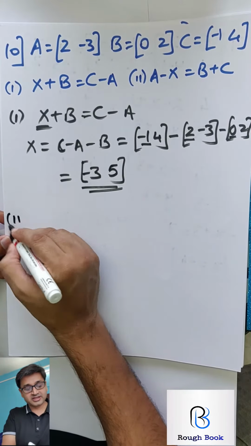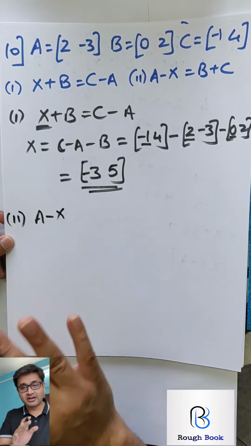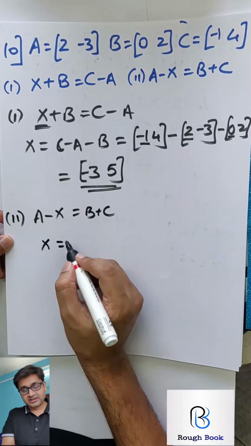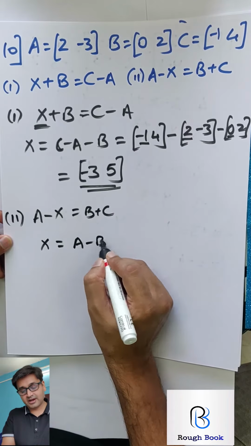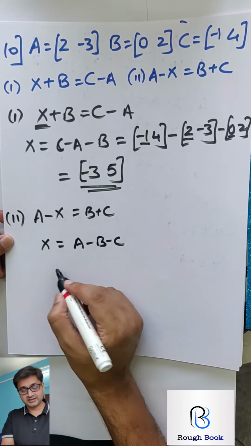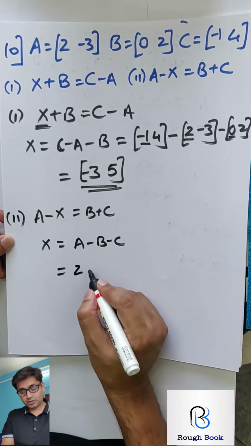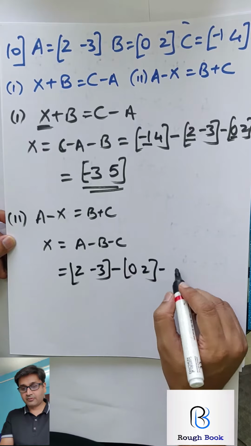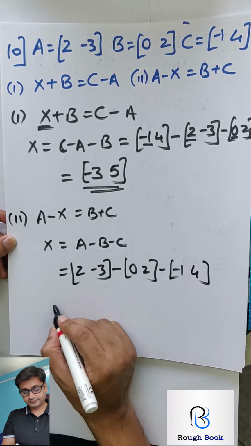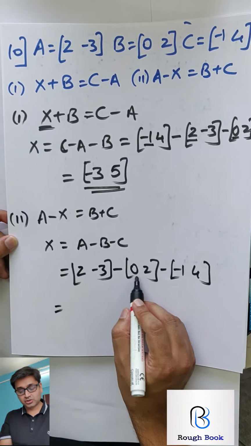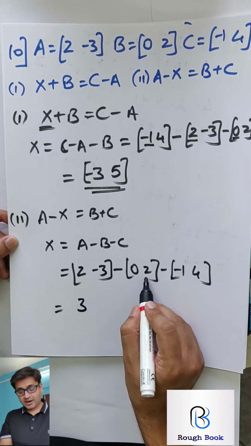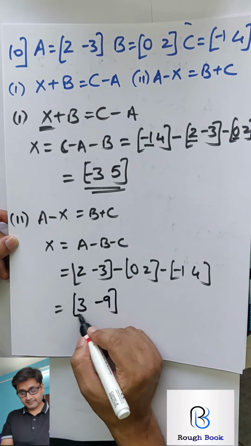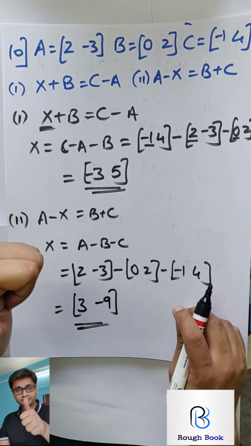Okay, let's go with the second one. A minus x. So x goes on the other side, making x the subject. A minus b minus c. So what is A? 2 minus 3. What is B? 0 by 2. And what is C? Minus 1 by 4. So 2 minus 0 is 2. Plus 1 becomes 3. Minus 3 minus 2 minus 5. Minus 4 minus 9. How many got this same answer?